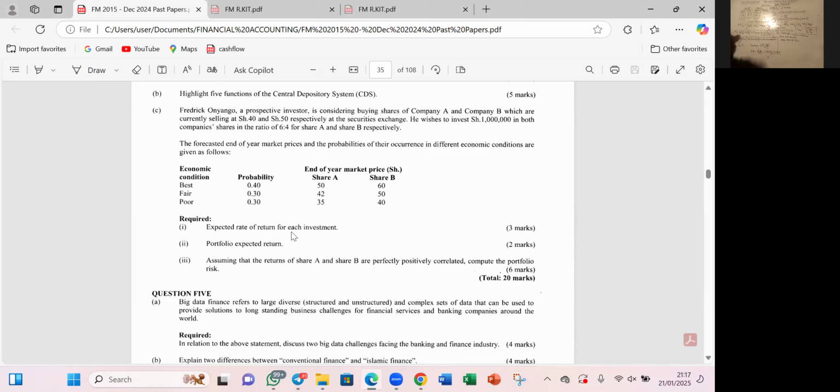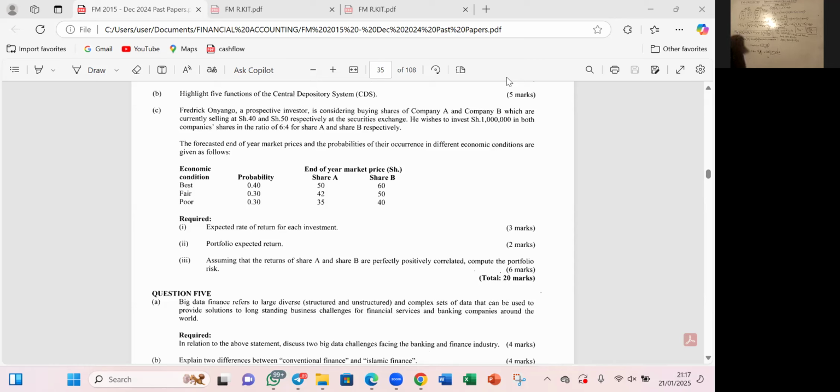For the correlation coefficient and covariance, you don't compute it because you already know the correlation coefficient is 1. So here we put 1 directly. You don't need to compute it. So that is the trick. And remember it is 6 marks.